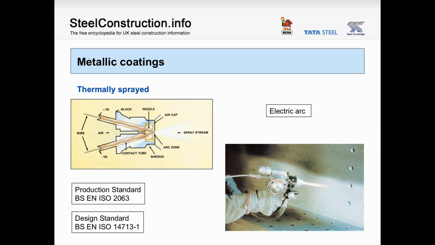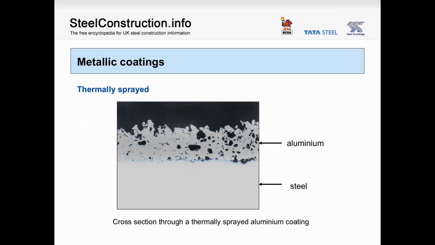Thermally sprayed metal coatings can be applied in the factory or at site. No drying time is required, they do not sag or run, and they can be applied to the required thickness in a single operation. There is no limitation on the size of the workpiece that can be coated, and since the steel surface remains cool, there are no distortion problems. Guidance on the design of articles to be thermally sprayed can be found in BS EN ISO 14713-1.